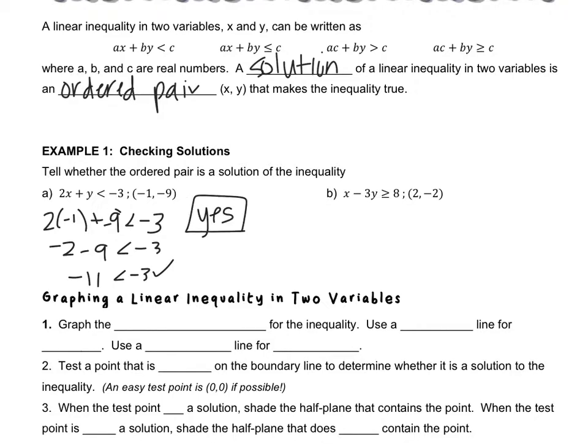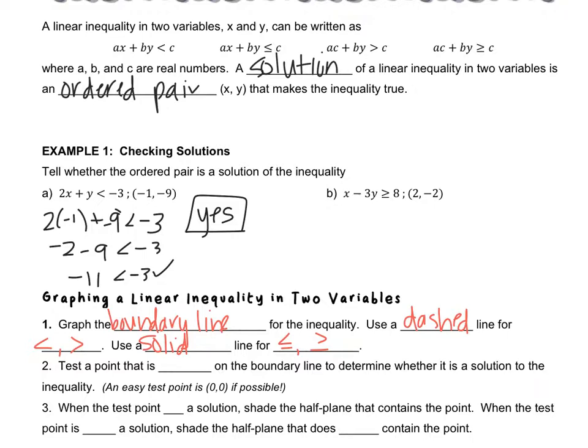Alright, so here comes the gibberish. We're going to go through the steps on how to graph an inequality, and then we'll do it. The first thing you're going to do is graph the boundary line for the inequality, and I'll explain what the boundary line is as we do it. Then you're going to use a dashed line when you're not allowed to be equal, which would be a less than or a greater than symbol. You're going to use a solid line for less than or equal, or greater than or equal.